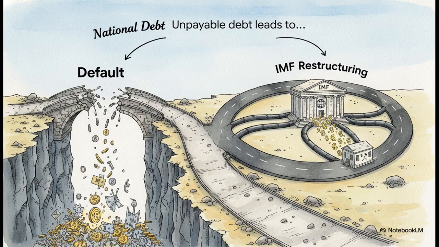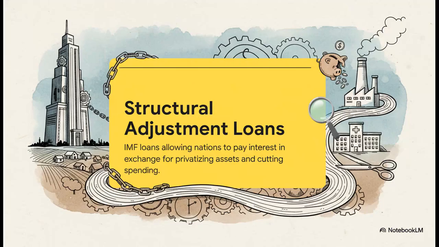But instead of letting Mexico default and the banks fail, Volcker orchestrated a brand new solution through the International Monetary Fund, or the IMF. And this comparison is key. The old system, where you could just default, was replaced with a new system of permanent management. They were called structural adjustment loans.